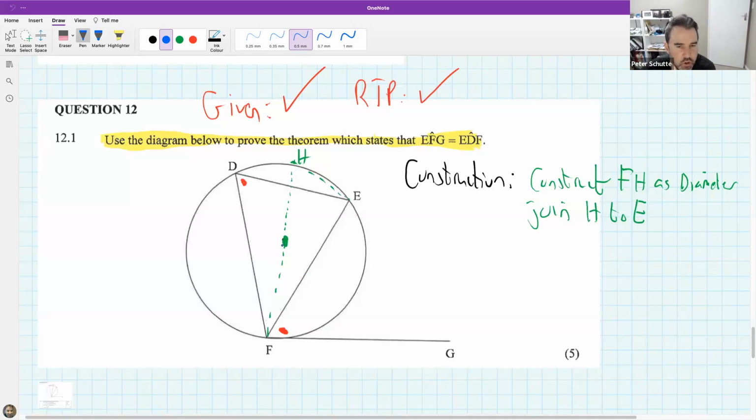So Kristen, you wouldn't join HD because of the way that you're trying to do this. You would rather join it because you're going from this side to there. That's why you would rather join it to the opposite side. Okay.